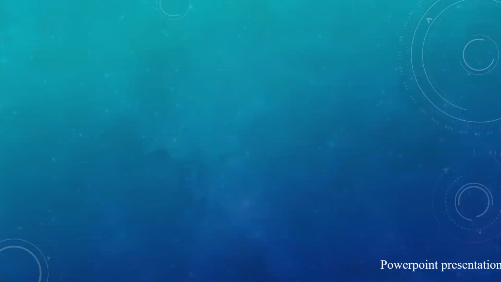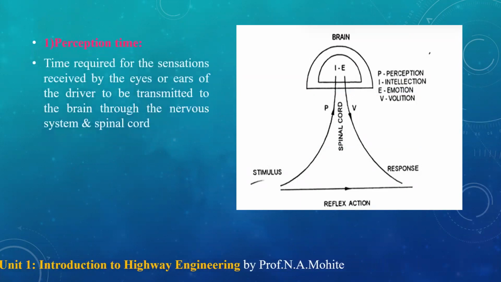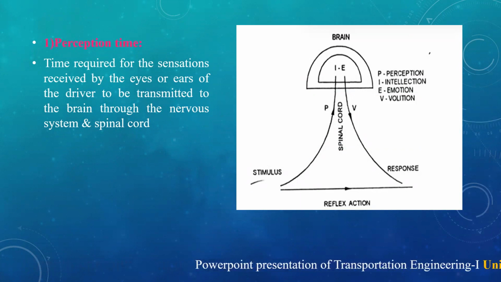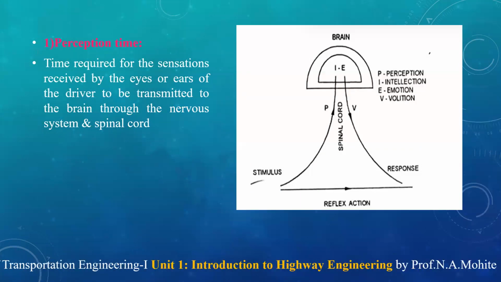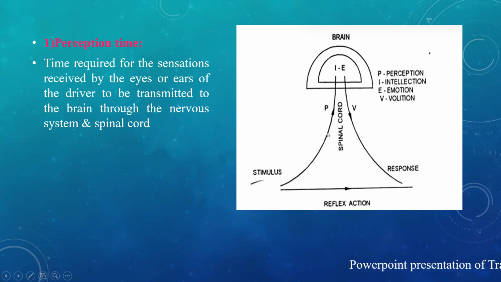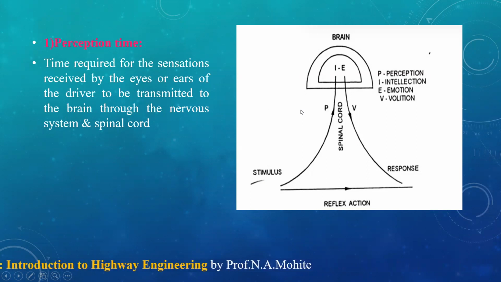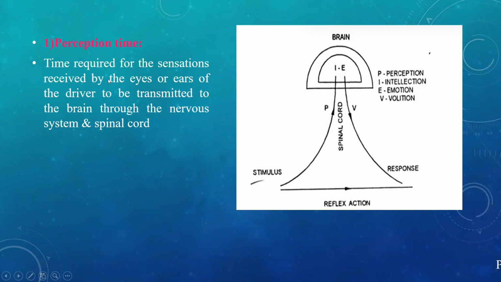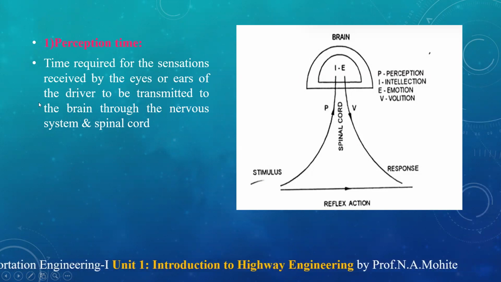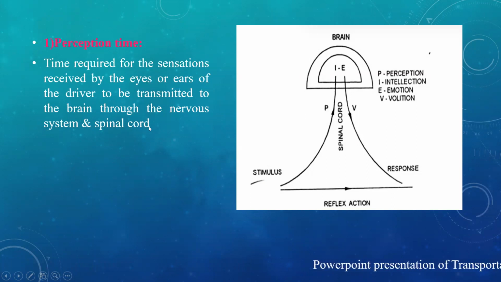Starting with the first, perception time. Perception is the ability to see, hear, or become aware of something through the senses. Whenever a vehicle is driven, during travel the driver might see an obstruction, an object at rest, and correspondingly he is required to stop the vehicle. So the time required for the sensations received by the eyes or ears of the driver to be transmitted to the brain through the nervous system and the spinal cord.